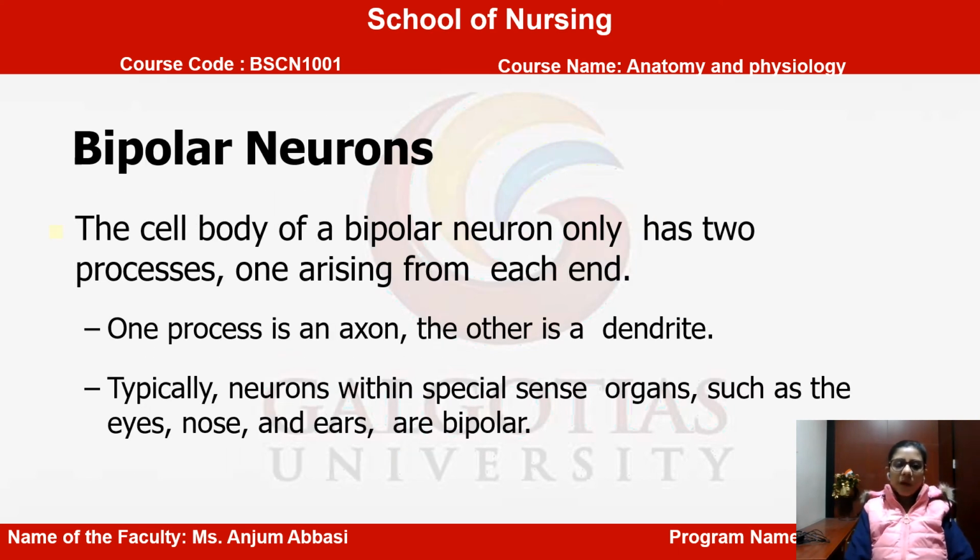The first one is bipolar neurons. As the name suggests, bipolar means a neuron which has two poles. The cell body of a bipolar neuron has only two processes, one arising from each end. One process is an axon and the other is a dendrite. Typically, neurons within special sense organs such as the eyes, nose, and ears are bipolar neurons.